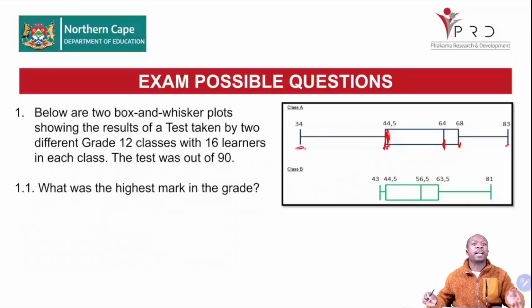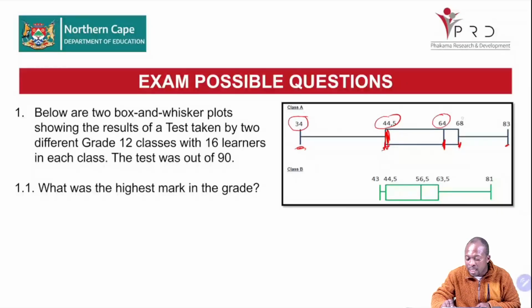Do not forget. So what is our minimum mark for class A? There it is. What is our Q1? 44.5. Q2, 64. Q3, 68. What was the maximum mark the learner got in that class? 83. So if that is the case, let's look at the first question. What was the highest mark in the grade? So what do you think we're going to do? We're going to look for the mark which is the biggest. Then we write it down.